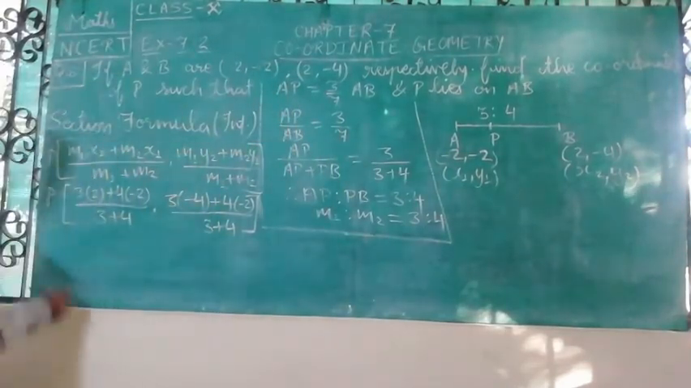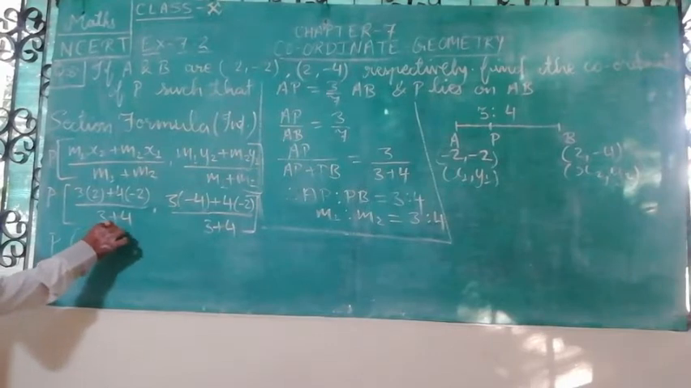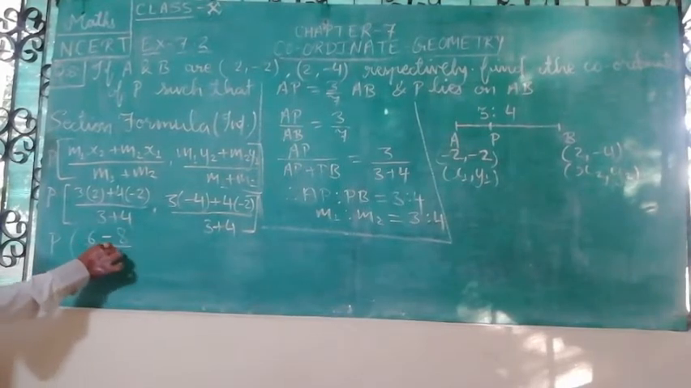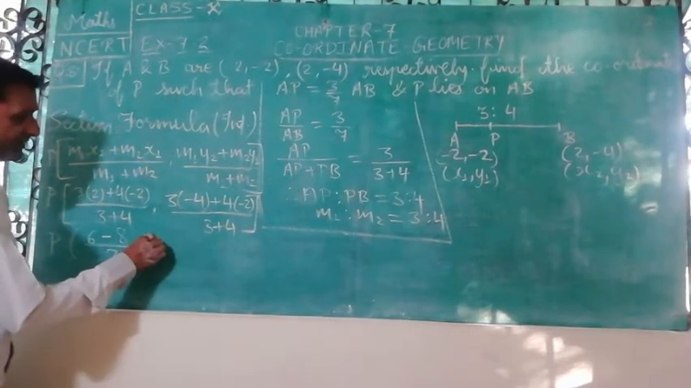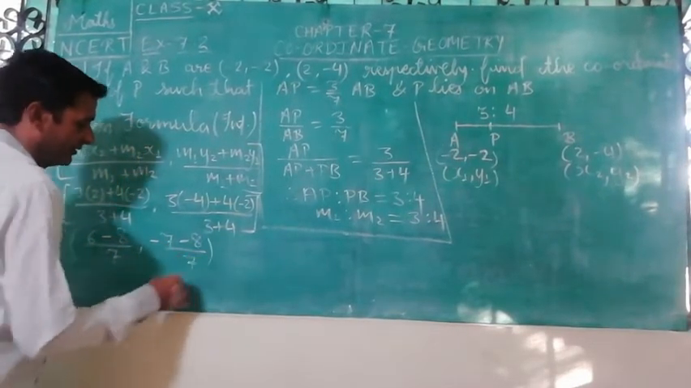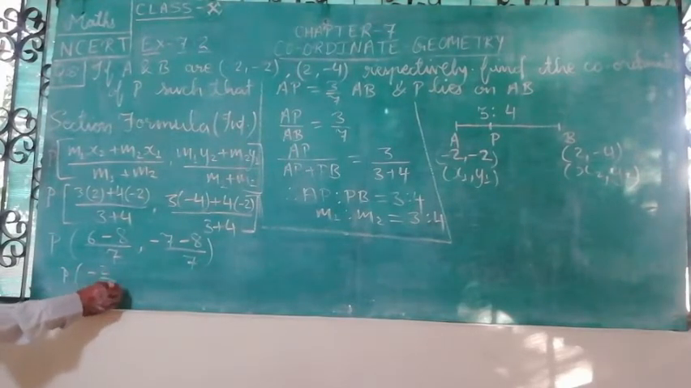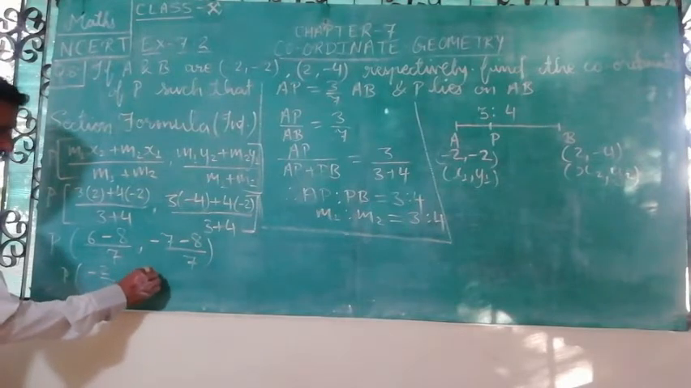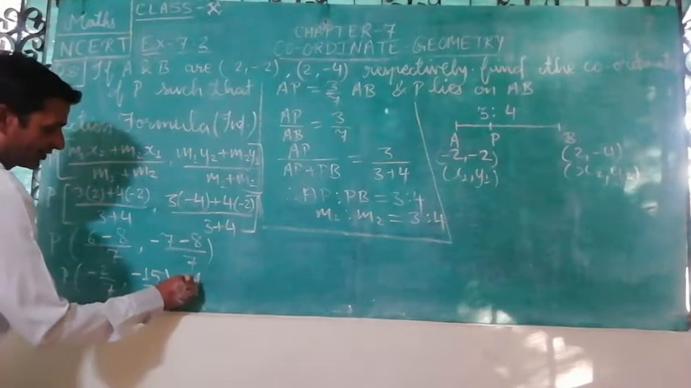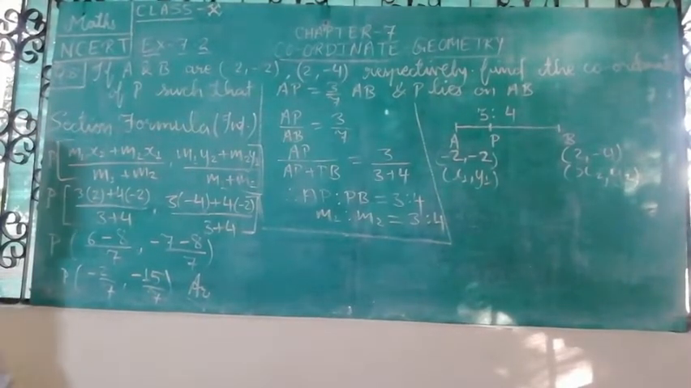So, now on solving this, we will get 6 minus 8 upon 7 and minus 7 minus 8 upon 7. So, the coordinates of P will be what? Minus 2 upon 7 and minus 15 upon 7. They can't be cancelled. So these are the coordinates of point P, and this is the solution for question 8.